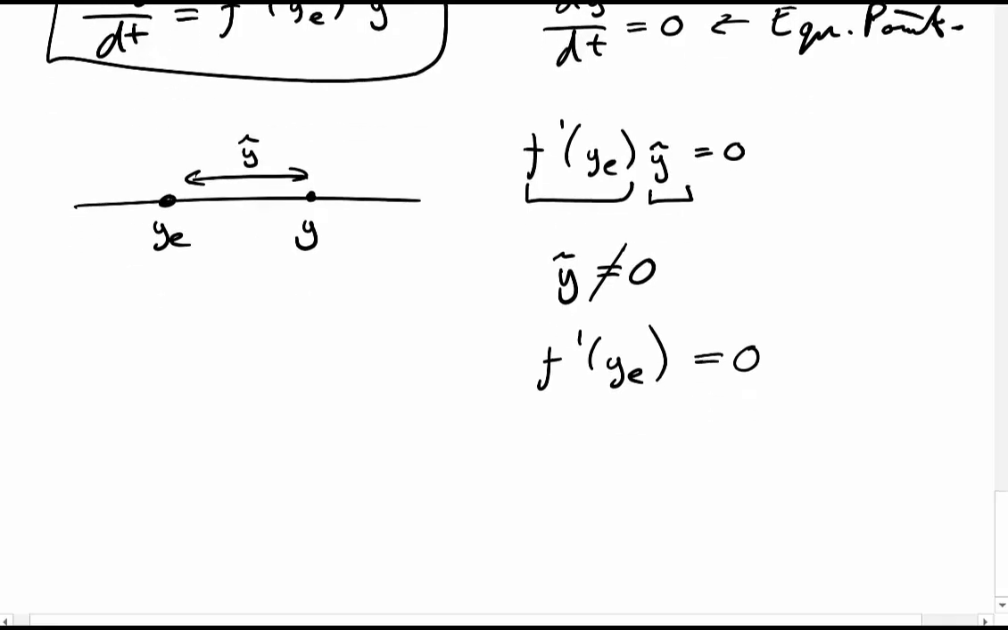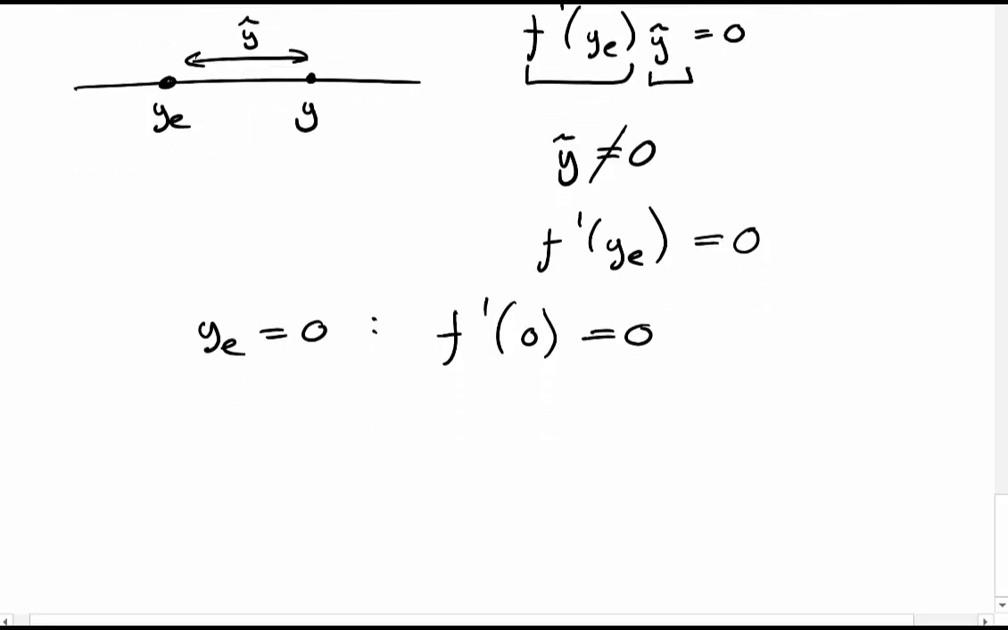Well, look what happens if we set ye equal to 0, so the equilibrium point equal to 0. This means that the derivative, with ye replaced with 0, when evaluated at 0, will always be 0, because look at something like this. Let's say our function f of x is equal to, I don't know, well, let's change the notation just to make it clear that I'm just doing an example now.